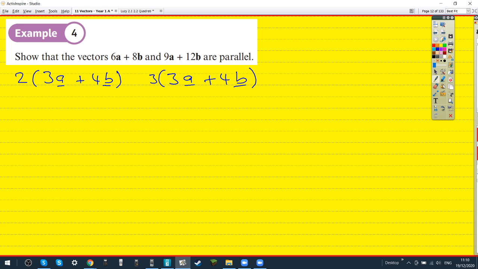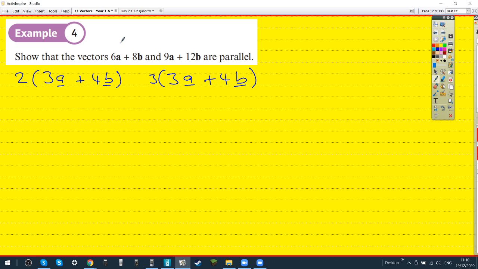So, same. What do you notice? That 3A plus 4B in both brackets. Yes, so it's the same vector, just multiplied by a different what's called scalar, which is just a normal number. And so it's the same direction, just a bit longer, so therefore it's parallel.